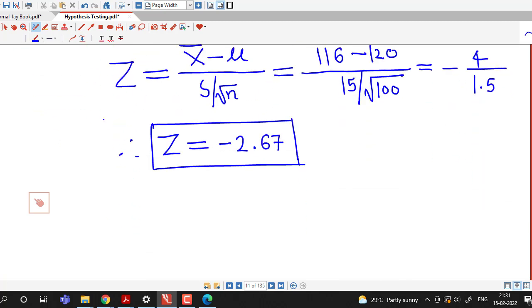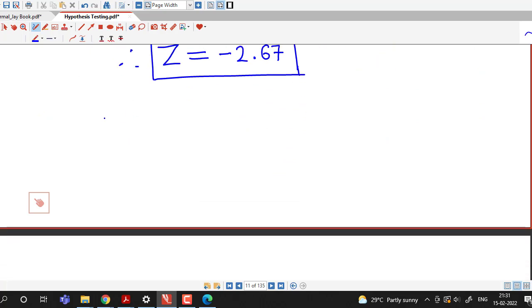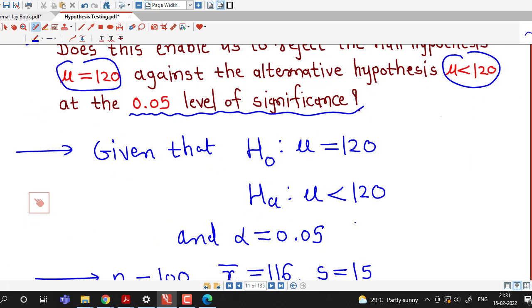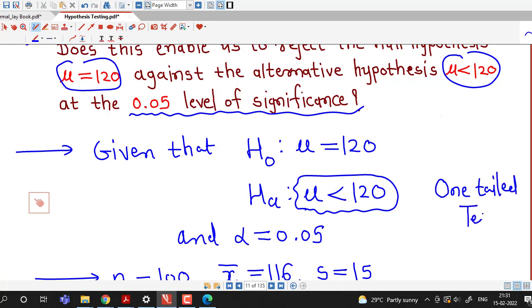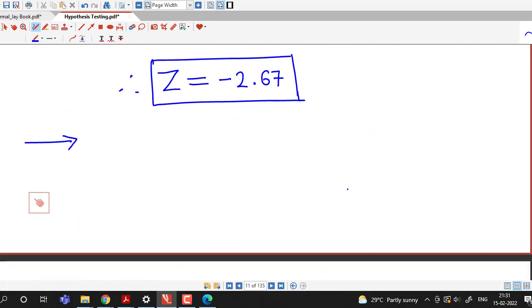Now once we obtain the value of the Z statistic, we have to decide the rejection region. Here we have an alternative hypothesis which contains a less than type statement. So we have a one-tailed hypothesis test here, and the level of significance is 0.05.